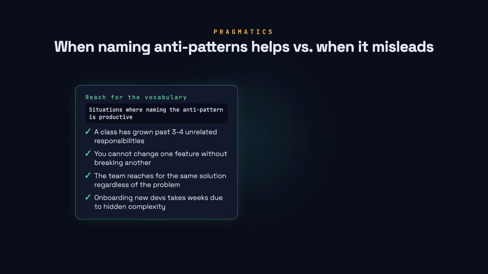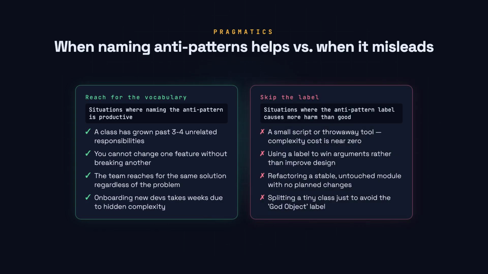Knowing the anti-pattern names is a tool, not a rule. If a class is genuinely absorbing unrelated concerns and slowing the team down, naming it a God object gives everyone a shared target for refactoring. But a small internal script that does several things is not a design problem. It is just small. The goal is better software, not pattern purity. Apply the vocabulary where it drives a real improvement.